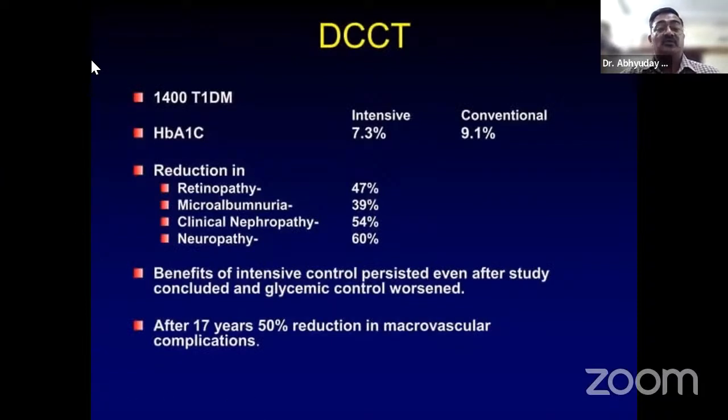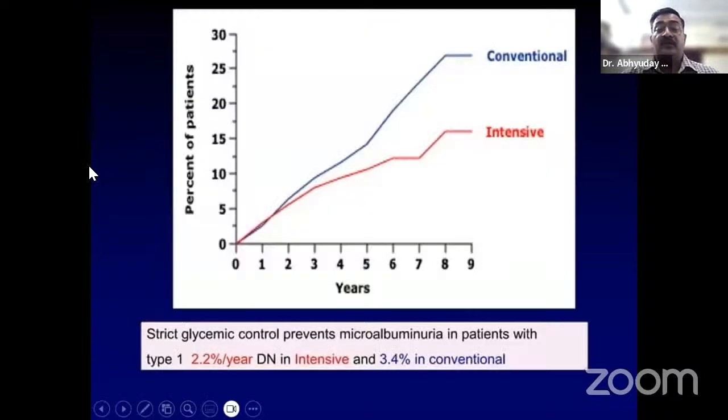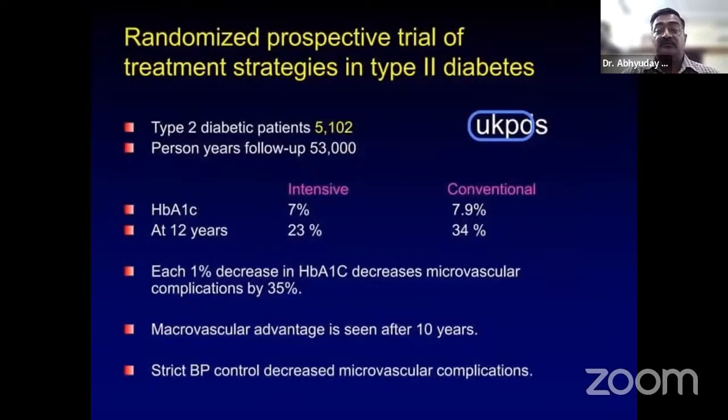These are some of the studies. I won't go in detail. We have the DCCT landmark study, which showed that even a single % reduction in HbA1c can reduce retinopathy, microalbuminuria, clinical nephropathy, and neuropathy significantly compared to the conventional group. And in a longer term also, you can see after 17 years, there can be a 50% reduction in macrovascular complications also. And this is the same, conventional versus intensive. Here you can see that strict glycemic control prevents microalbuminuria in these patients.